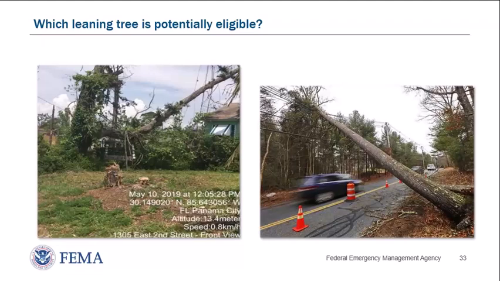Alright, time is up, and if you said the first photo is not eligible, you'd be correct. The tree in this photo is leaning away from the improved property. And as you can tell from the photo, if this tree falls, it just lands on the ground. But in the second photo, if the tree falls, it's a very bad day for the road, the power lines, and anyone that may be passing through that area when it comes down.